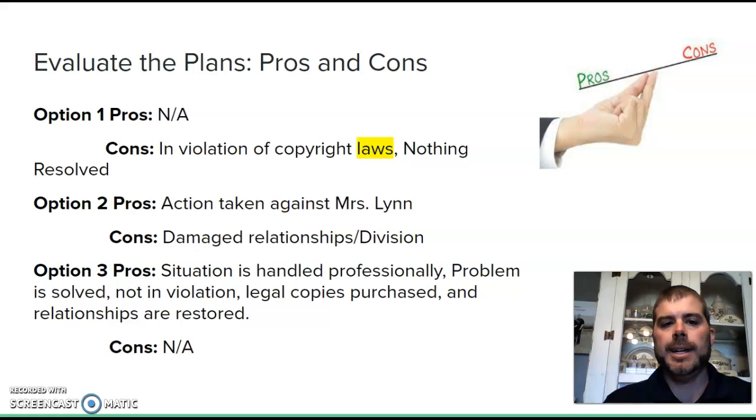Next, we're going to evaluate the plan's pros and cons. Option number 1, pros. None available in my opinion. Cons. We're in violation of copyright laws and there's nothing resolved. Option 2, pros. There is actually action taken against Mrs. Lynn. Cons. There's damaged relationships and division. Option 3, pros. The situation is handled professionally, the problem is solved, we are not in violation of copyright laws, there are legal copies purchased, and relationships are eventually restored. Cons. There are none available in my opinion.